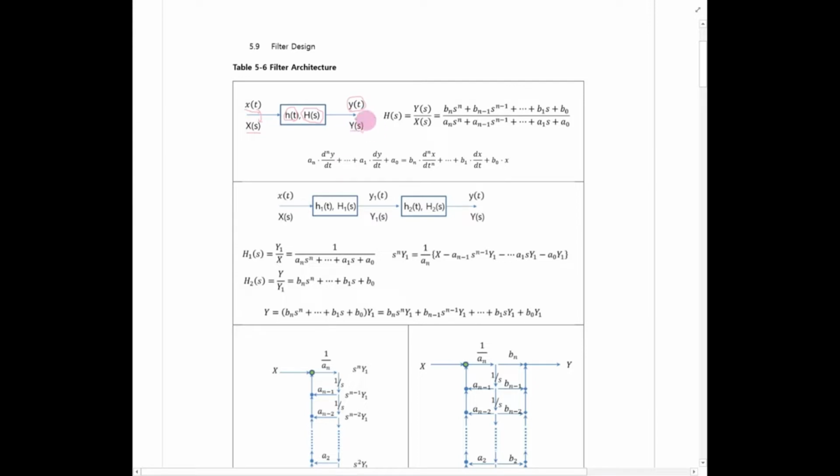The system function H(s), the transfer function, is the ratio between Y(s) over X(s). So this one is input and output. The ratio gives the transfer function. In the time domain, here is a typo, t to the n.